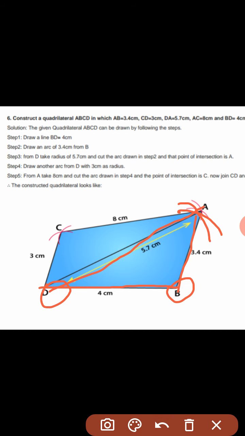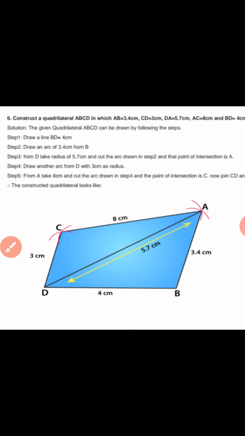After joining these two points, from point D we have to cut an arc at point C of 3 centimeter. Now after this, from point A we have to cut an arc of 8 centimeter. Then we have to join CD and AC. By joining CD and AC we can complete this quadrilateral. In this way quadrilateral ABCD will be completed.